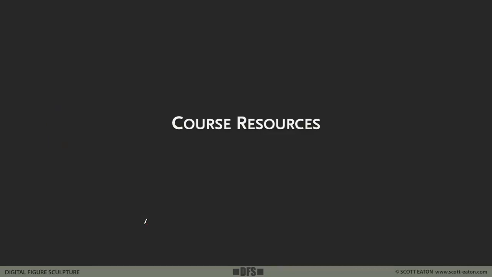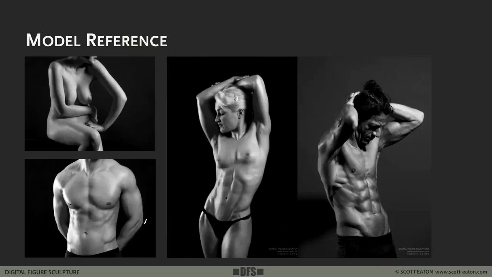Okay, so I'll mention a little bit about course resources. The primary resource for you guys going forward is models and photographic reference of models, because that's where we're going to base this all on. This is not a course about building from the imagination, though we're going to get to that in the end of the course. That's where we want to be, but we need to know what to build first. So my goal is to provide you guys with the best reference possible for learning this stuff.